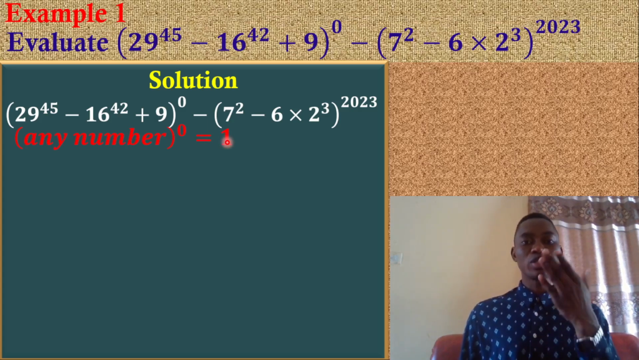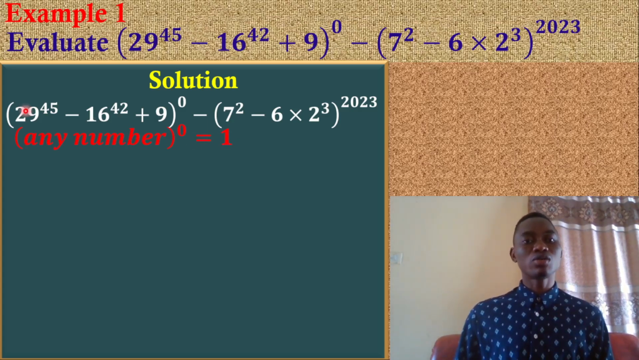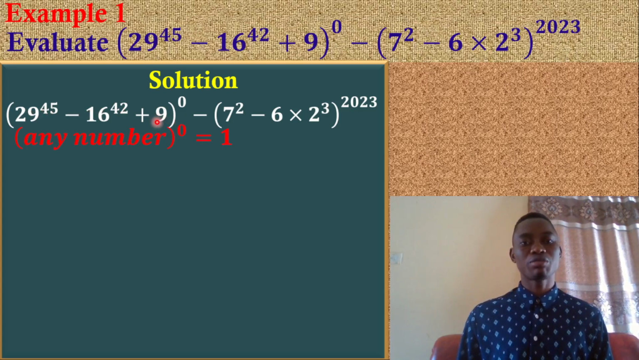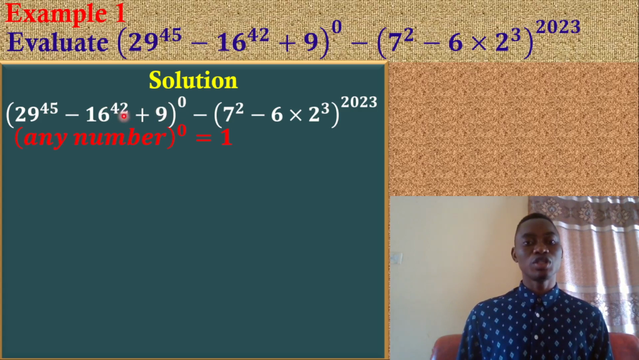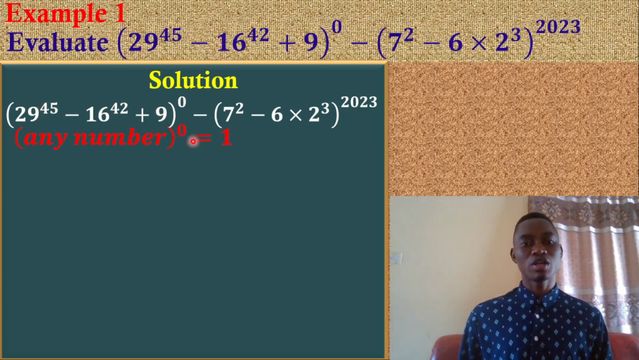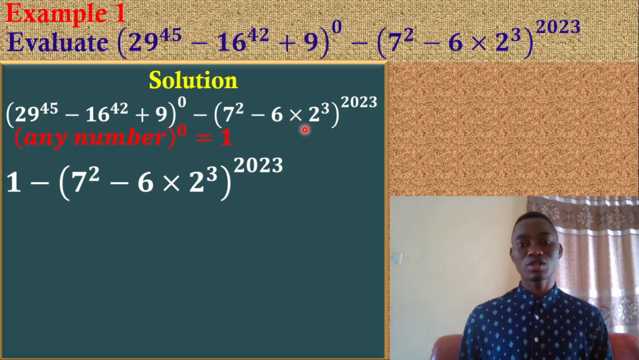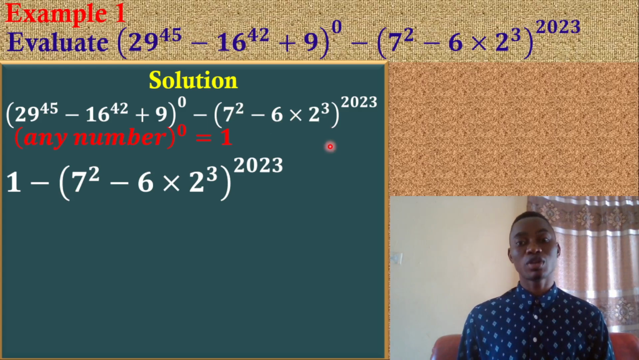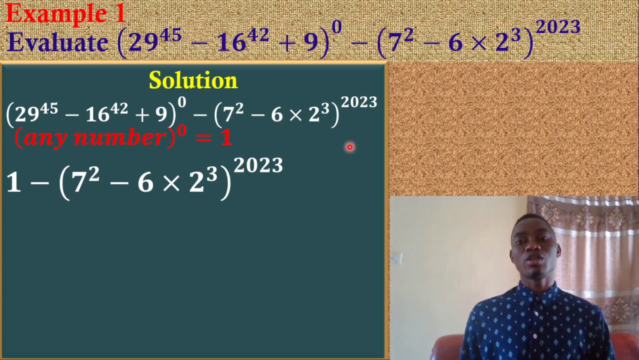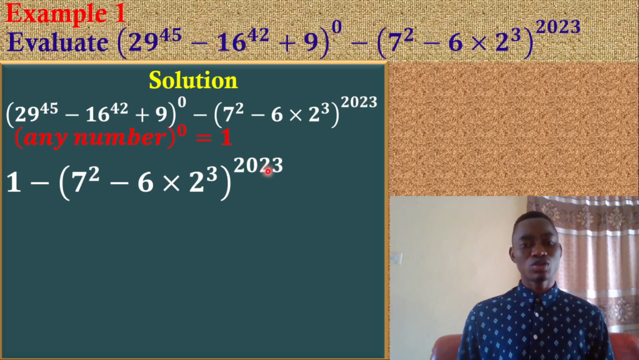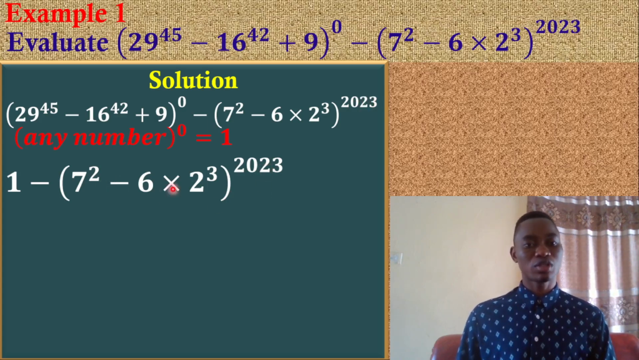So with this being said, all this expression inside the bracket, since they are all raised to the power of 0, it means everything here is what? 1. Is that clear? So we are left with 7 squared minus 6 times 2 raised to the power of 3, all in bracket, then raised to the power of what? 2023. So we are left to solve this part of the expression.